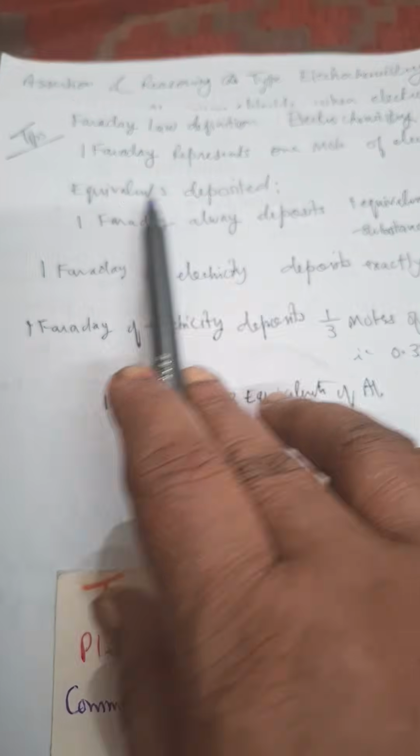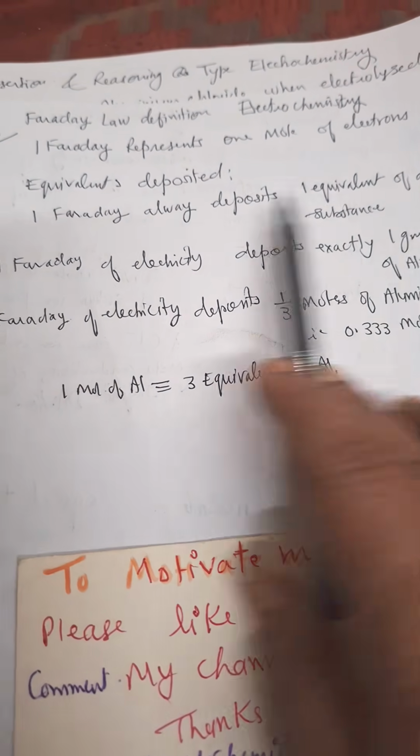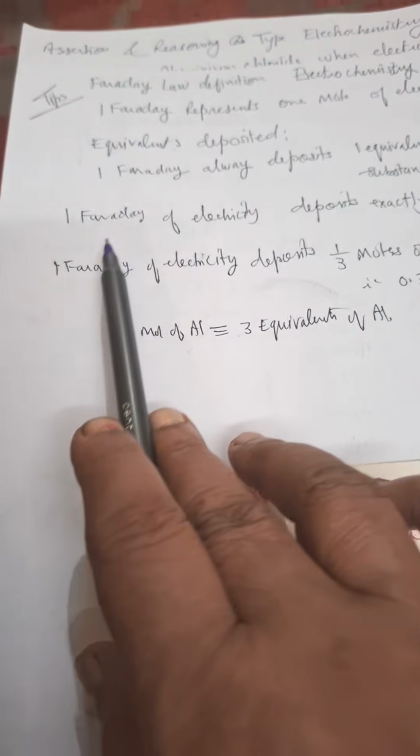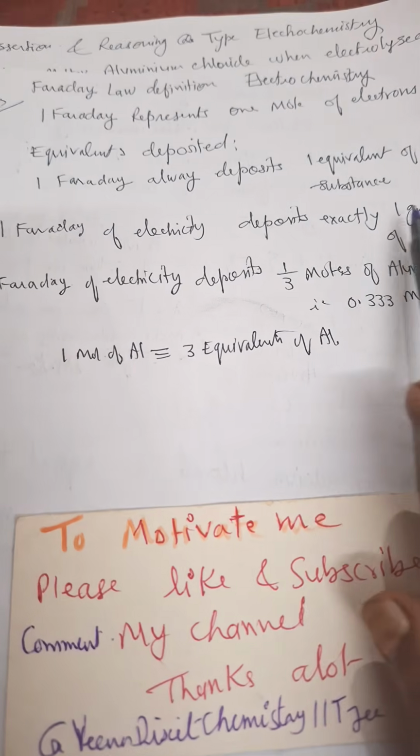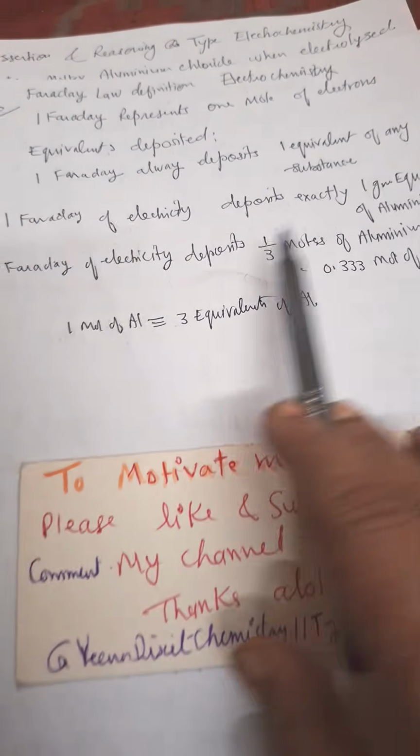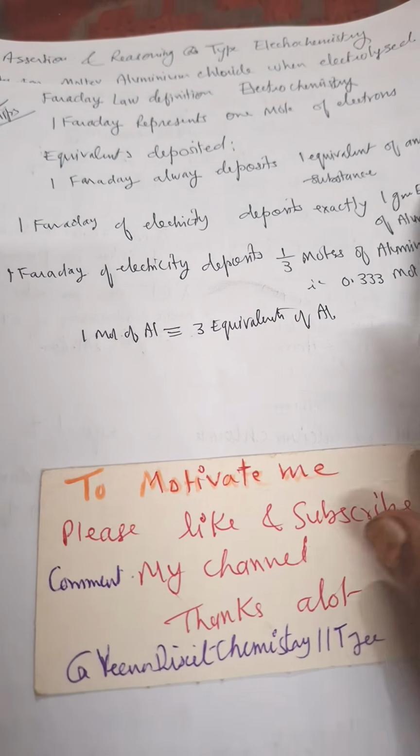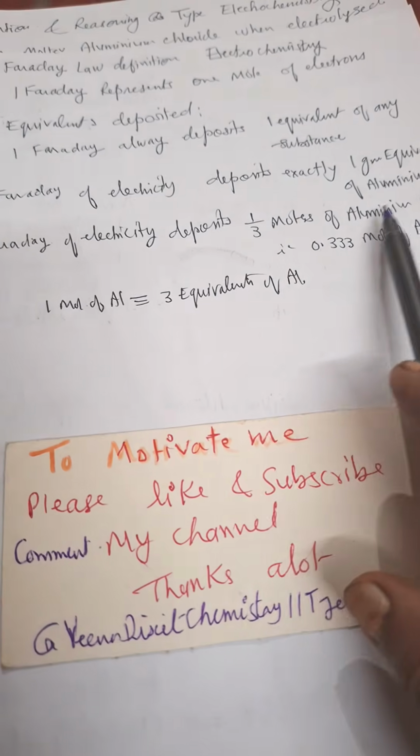Equivalents deposited. 1 Faraday always deposits 1 equivalent of any substance. 1 Faraday of electricity deposits exactly 1 gram equivalent of aluminium. If we discuss aluminium, 1 Faraday of electricity deposits 1 gram equivalent of aluminium or 1/3 mole of aluminium.